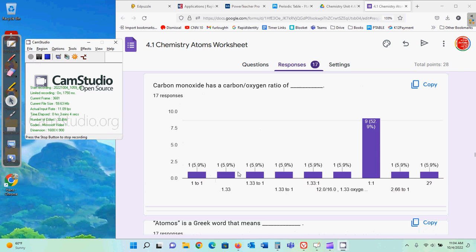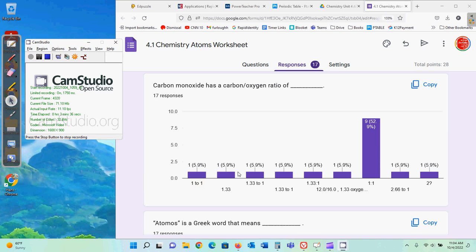All right, this one, the results kind of confused me. Carbon monoxide has a carbon-oxygen ratio of. So the question is asking you, how many carbon atoms are there compared to the oxygen atoms? It's nothing about mass. It's nothing about weight or heat. It's just atoms. It's carbon monoxide. It's CO. One carbon, one oxygen. So that's a 1-to-1 ratio.